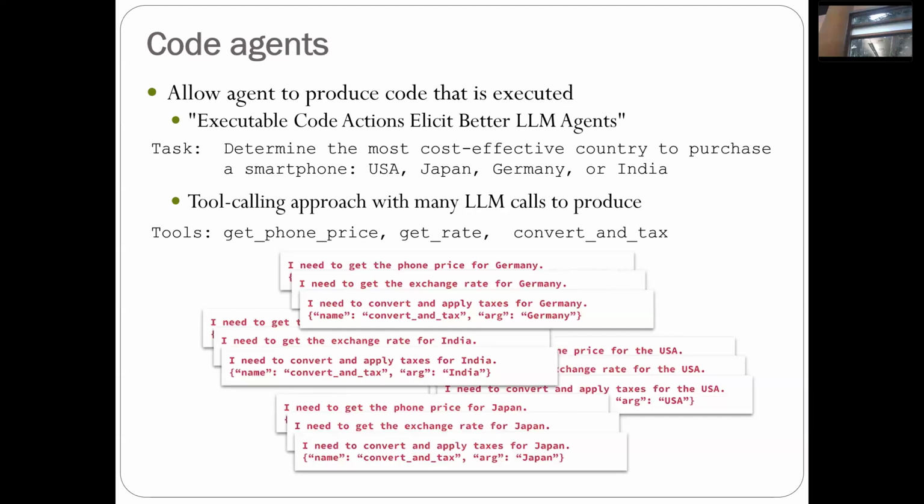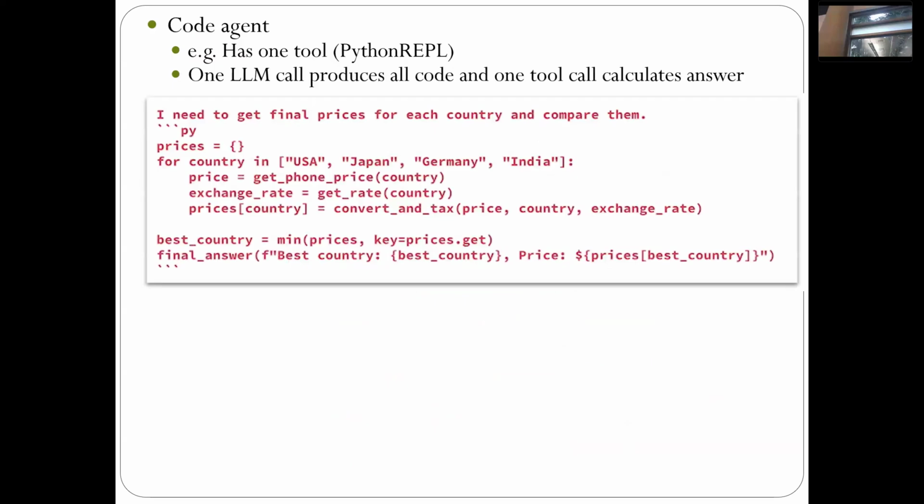And so you're like, well, what if I just say, give me a program that does this? One tool call to generate the program, one tool call to execute this program that has all these calls built in, and then one call to the LLM to process the result. So this is where you would do a code agent.